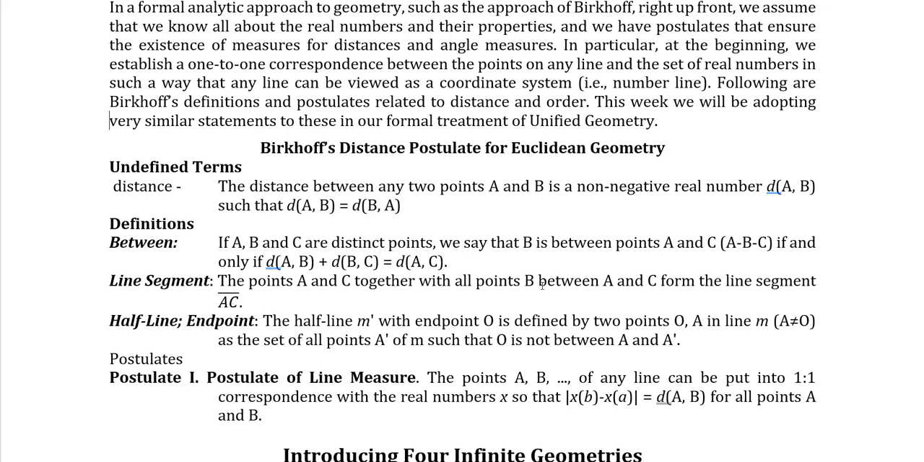A line segment can then be defined. The points A and C together with all the points B between A and C form the line segment AC. A half line, also known as a ray, and endpoint are defined. The half line M prime with endpoint O is defined by 2 points O and A in line M, where A is not O, as the set of points A prime of M such that O is not between A and A prime.